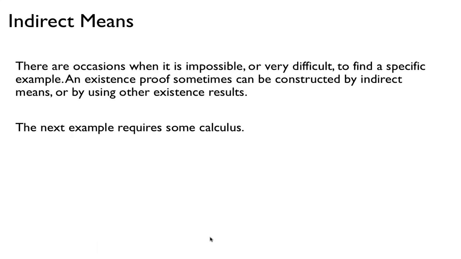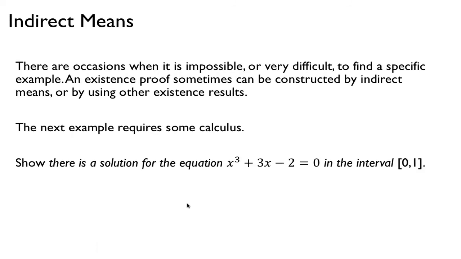Okay, so sometimes it's not possible to find a specific example, and so an existence proof may be constructed indirectly or by using other existence results. Let me show you an example from calculus. Again, you don't need to know calculus for this, but if you understand calculus, this might be a helpful example. We want to show that there's a solution to the equation x cubed plus 3x minus 2 equals 0 in the interval from 0 to 1. We want to show that there exists such a solution without producing it.